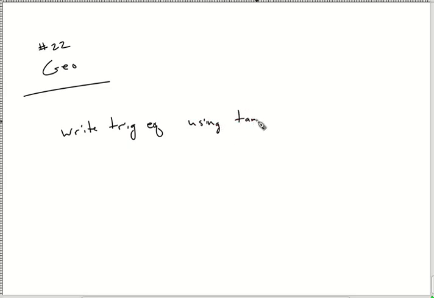All right, last one is another GeoGebra, number 22. As far as I have on mine, it says write a trig equation. Uh-oh. Write the trig equation using tangent. Okay. Like, were you going to use tangent? Such that we got x is equal to pi over 6 plus k pi. And they say k is an element of the integers.